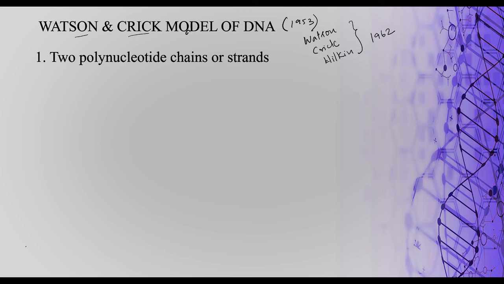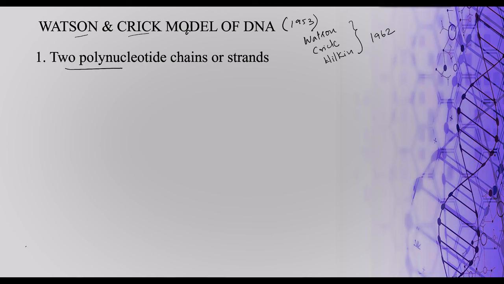Now we are going to see the important features of the Watson and Crick model. The first thing is two polynucleotide chains or strands. As I've already told you, DNA is made up of polynucleotides. We have already discussed it. If you don't know what a polynucleotide is, you can go through the part 1 video.